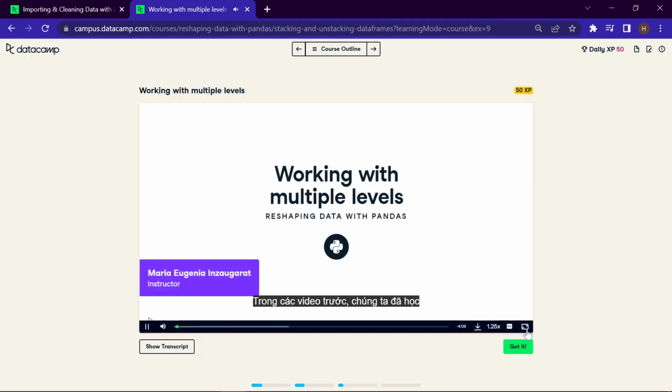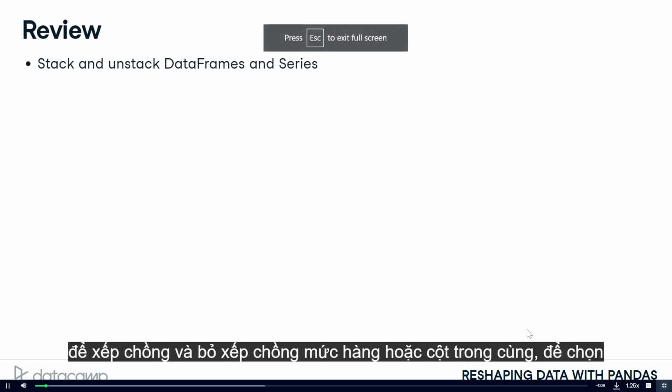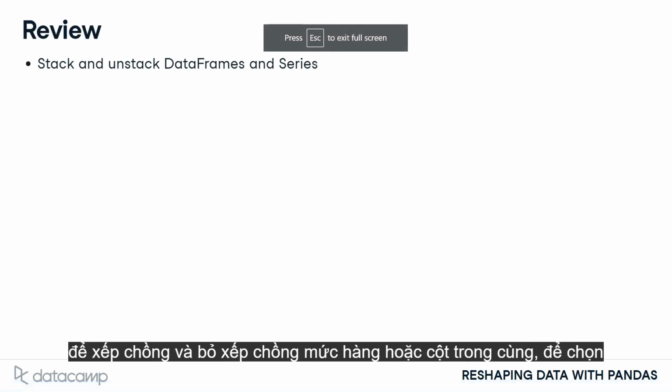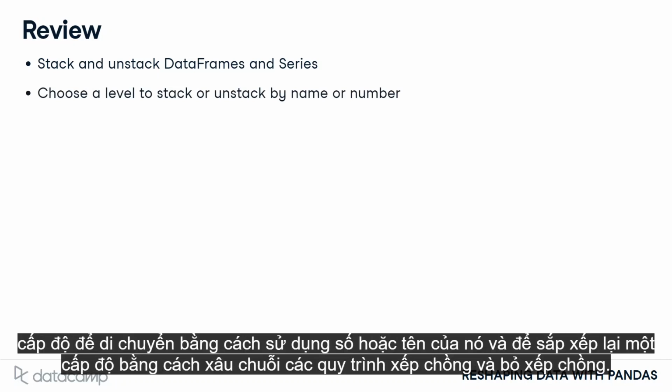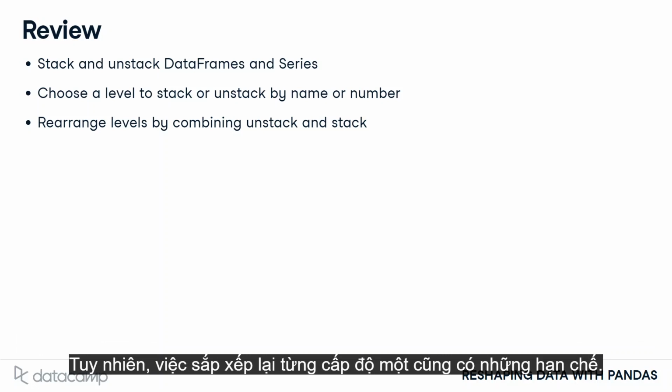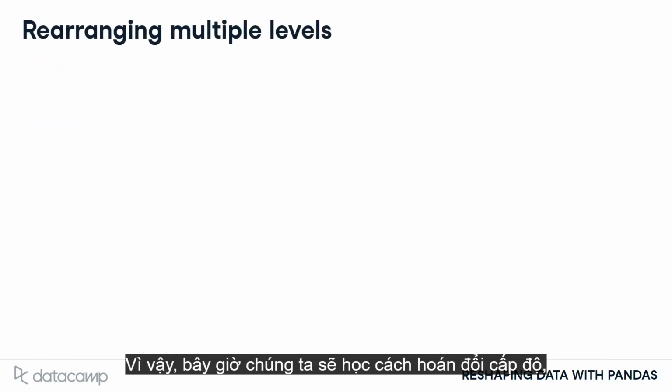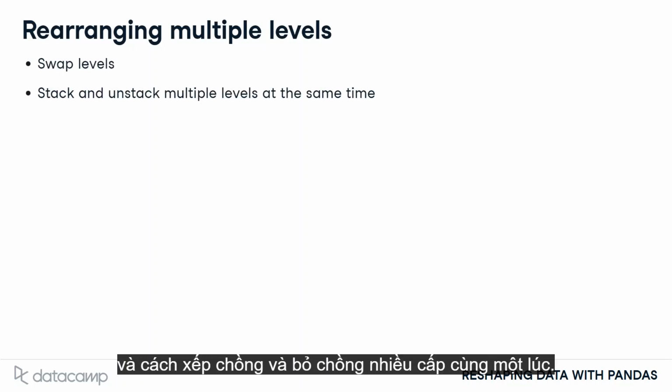In previous videos, we have learned to stack and unstack the innermost row or column level, to choose which level to move using its number or name, and to rearrange a level by changing the stacking and unstacking processes. But rearranging one level at a time has limitations. So, we'll learn now how to swap levels and how to stack and unstack multiple levels at the same time.